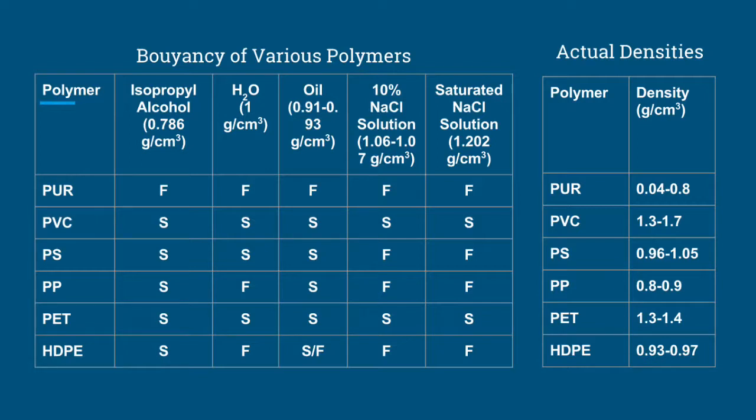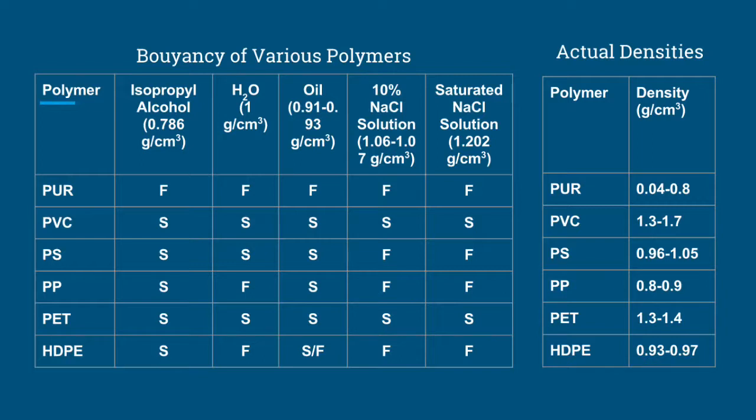Looking at polyurethane, which floated on all of my liquids, its actual density is between 0.04 and 0.8. If it floated on all of the liquids, that means it must be less dense than the lowest density liquid, which is isopropyl alcohol. So it must be less dense than 0.786 grams per centimeter cubed. And my range of densities for polyurethane are almost all lower than 0.786 grams per centimeter cubed. So that checks out. Let's look at a different polymer.